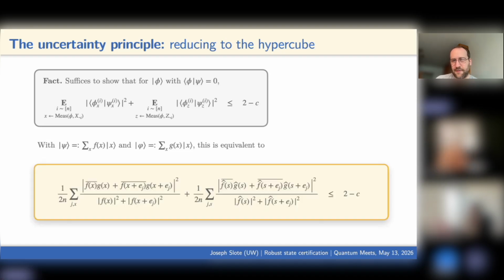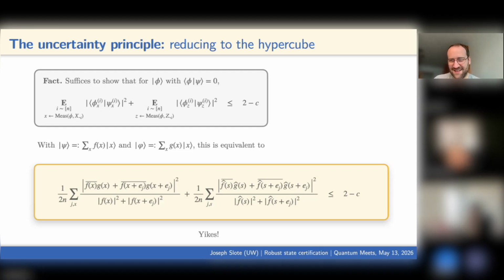in this terrible way. So all I've done is rewrite the post-measurement states of psi and phi in the language of their Boolean functions. This expression has a lot of symbols, but we'll spend the rest of the talk essentially looking at this expression, so don't be too worried.